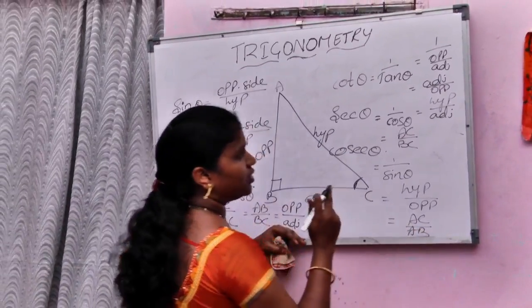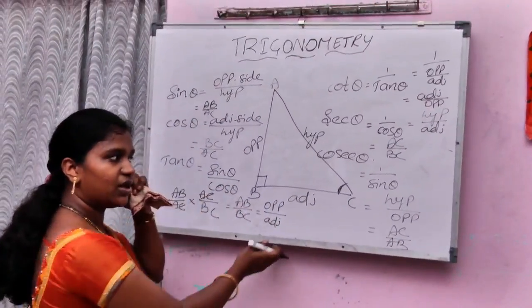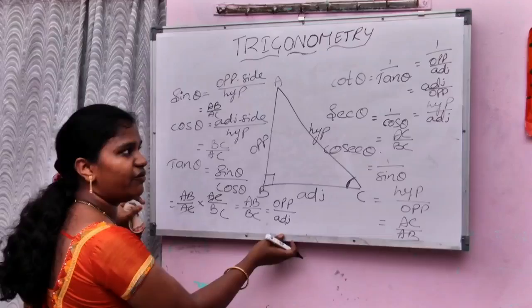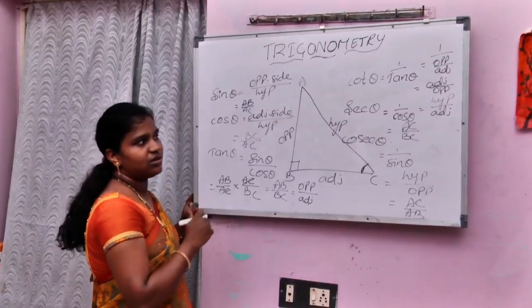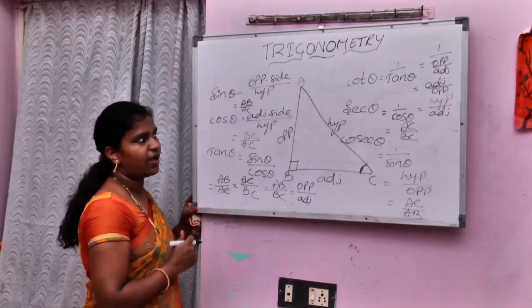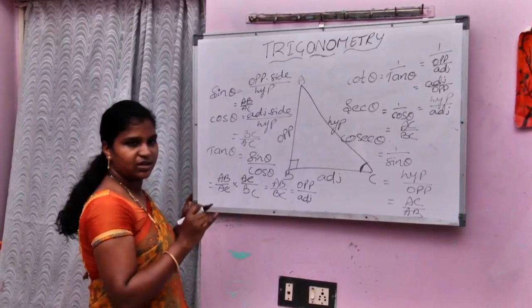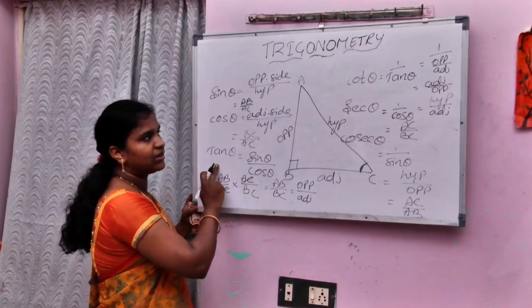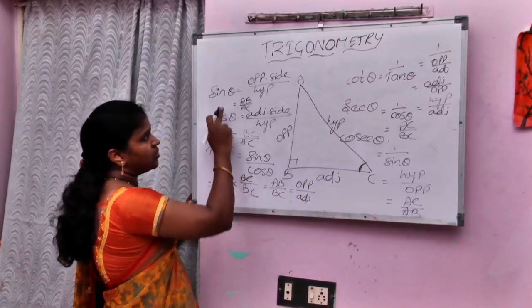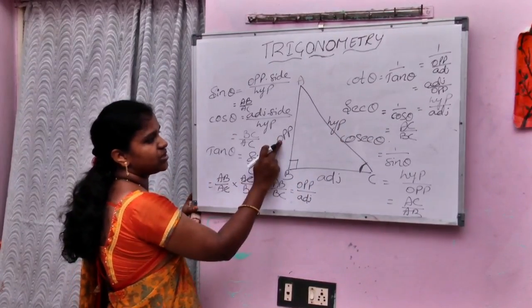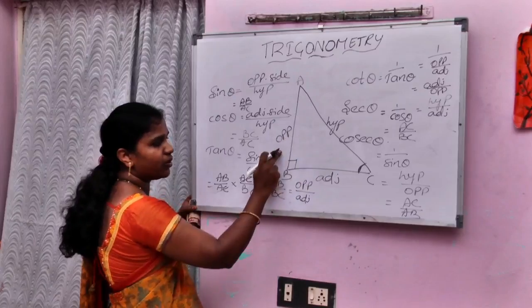We got cot theta, secant theta and cosecant theta just by reversing the values of sin, cos and tan theta. So these are the 6 trigonometric ratios we have in trigonometry: sin theta, cos theta, tan theta, cot theta, secant theta and cosecant theta. Sin theta is nothing but opposite side by hypotenuse. How did we get this?